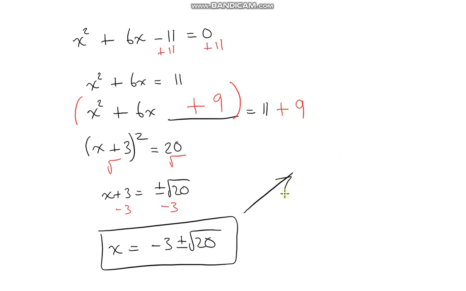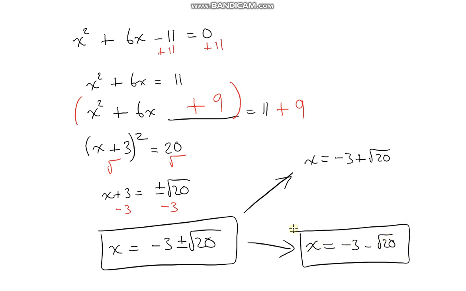So again, if you wanted to see them individually, one solution is x equals negative 3 plus root 20, and our other solution is x equals negative 3 minus root 20. So again, we've got two solutions.